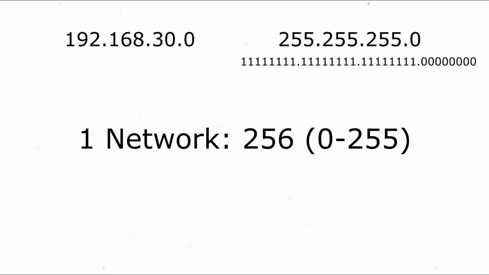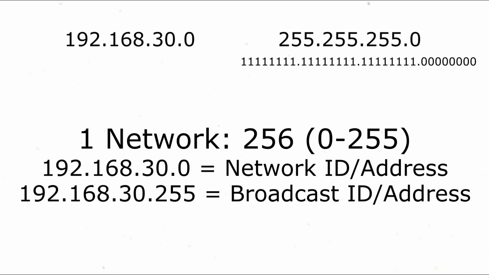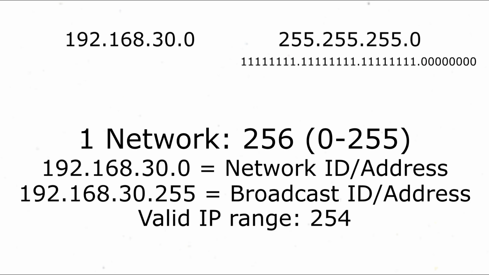If we left the subnet as it is, we would have one network with 256 addresses ranging from 0 to 255. The first is reserved for a network address, so that cannot be used, which would be 0, and the last is always the broadcast address, which would be 255, which leaves us with a range of 254 IP addresses for interfaces and devices within our subnet.